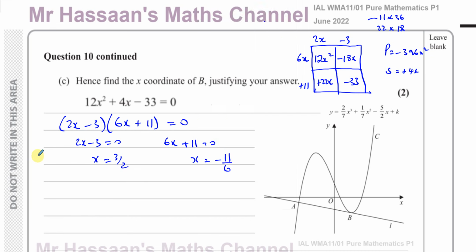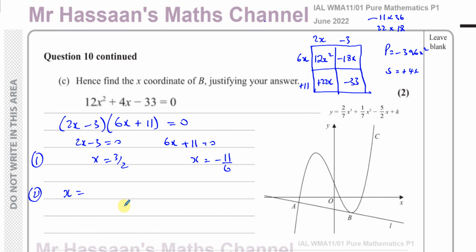So this is one method which is fine. I'll show you another method using the formula. Okay, but you have to show the steps of factorizing. So for the factorizing method, you have to show the fact that you used the formula. Now, you don't have to quote the formula, but you have to show that you used it.